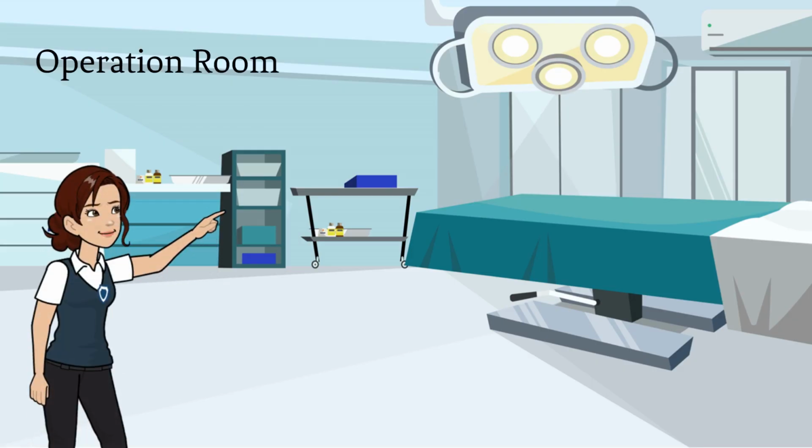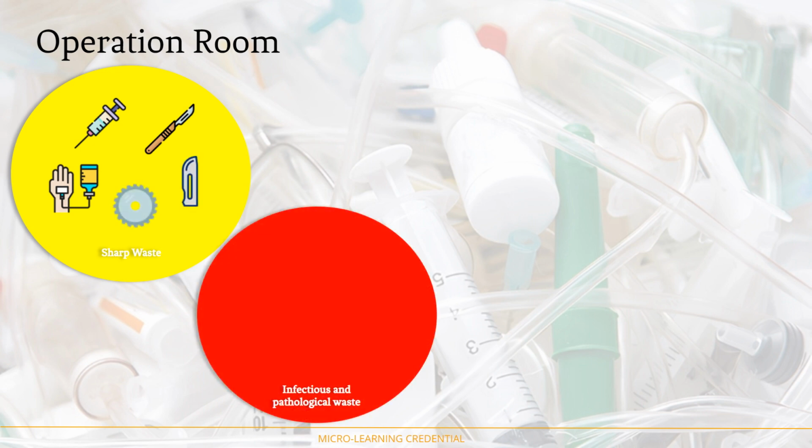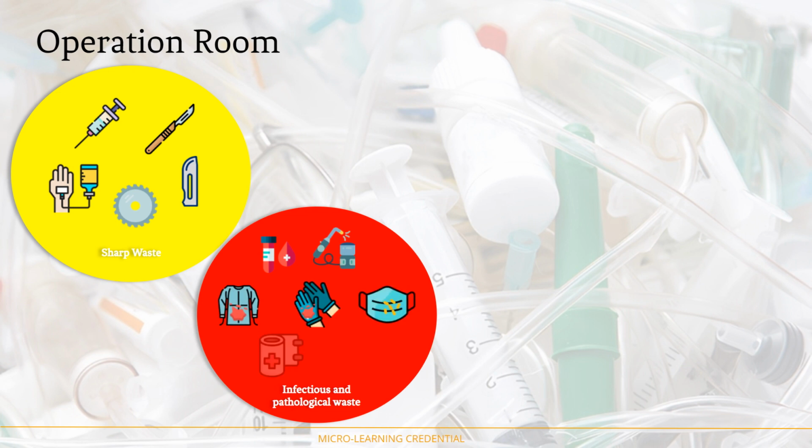In Operation Theater, she identifies sharps like needles, intravenous sets, scalpels, blades, saws. Infectious and pathological waste like blood and other body fluids, suction canisters, gowns, gloves, masks, gauze, and other waste contaminated with blood and body fluids.